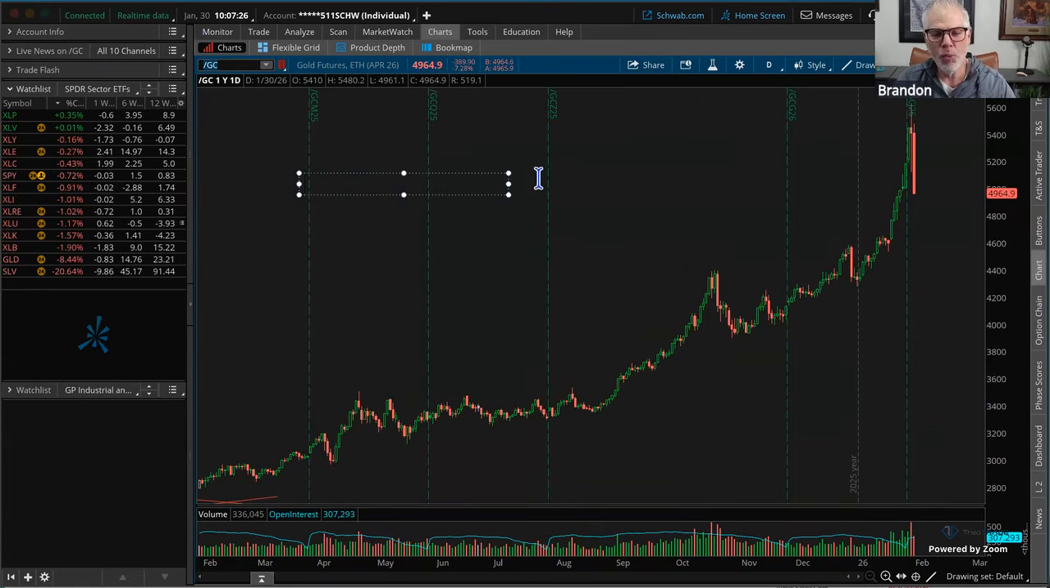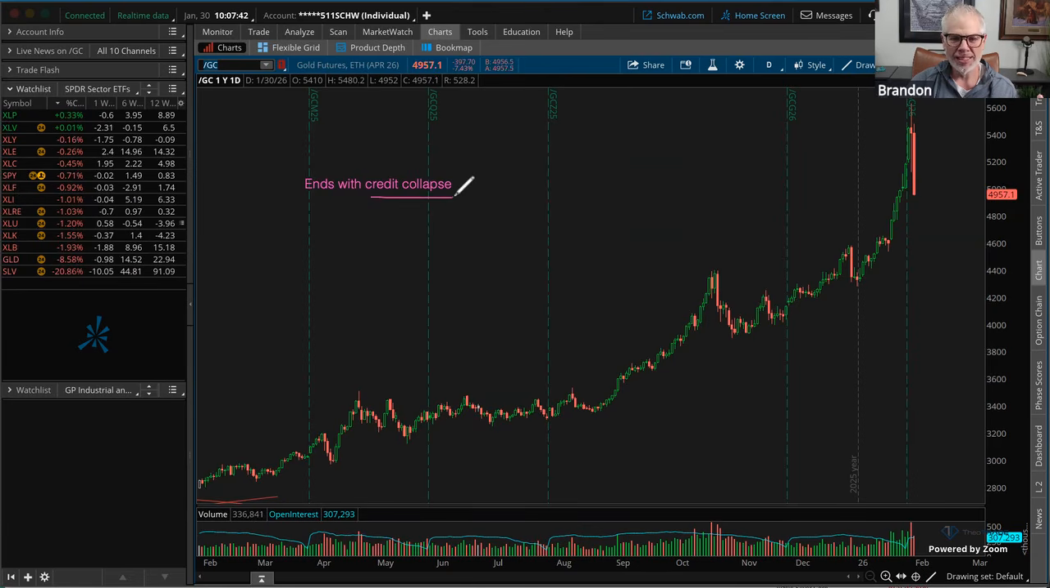Where does the one-way street in dollar selling end? It ends with a collapse in credit. Why? Why does a collapse in credit ostensibly lead to a strength in the dollar? Why are those two things tied together?